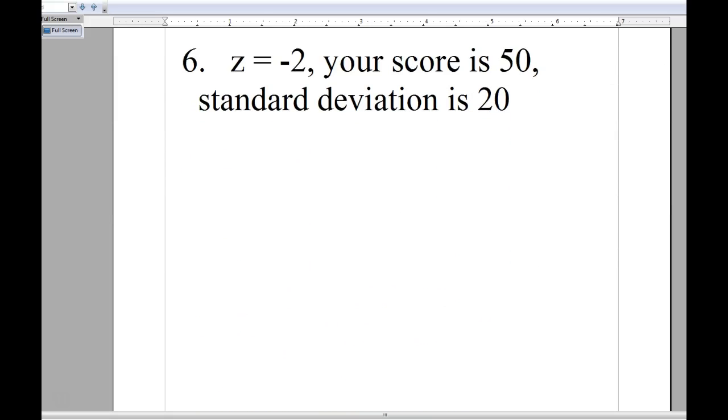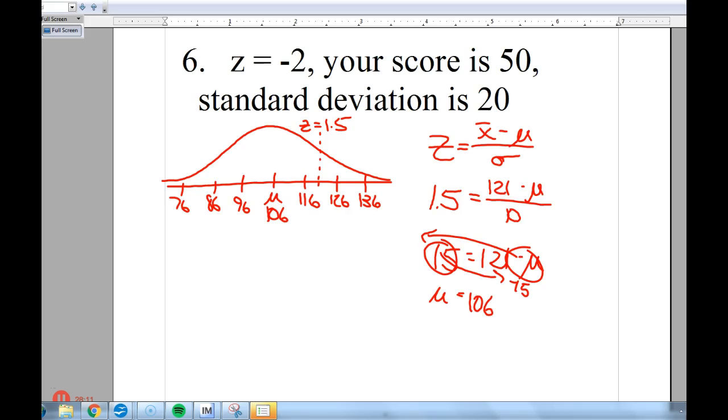Alright, here's a negative one. It's really the same one we just did, same type of problem, but it's got a negative number for extra fun.